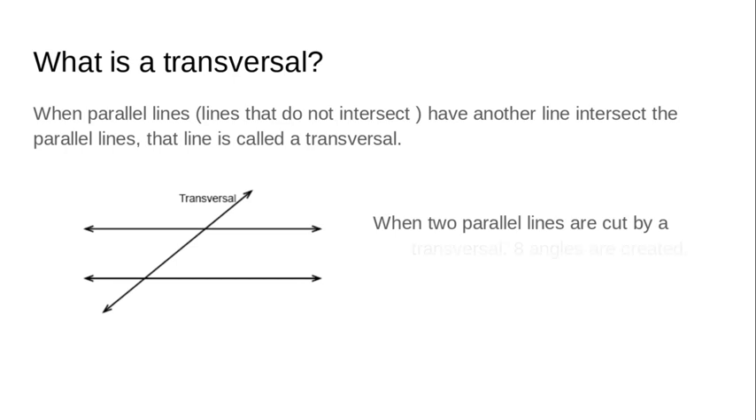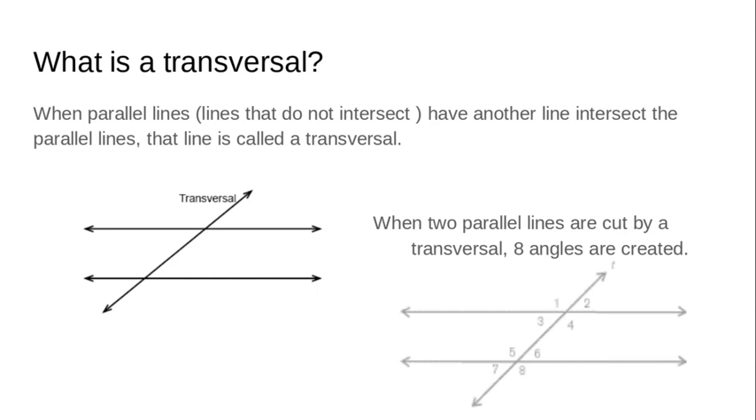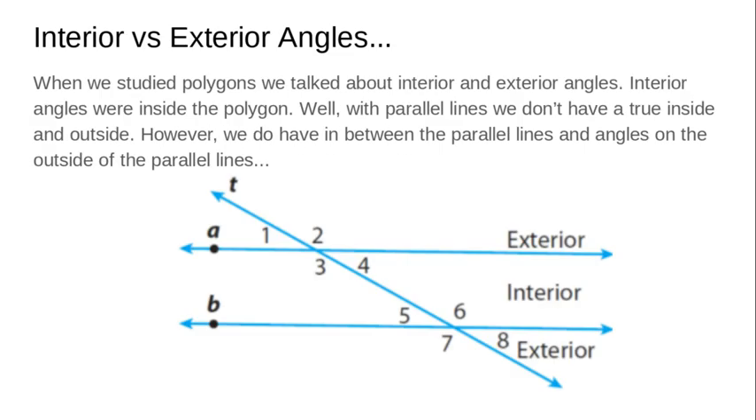When two parallel lines are cut by a transversal, 8 different angles are created. Here's a picture with some numbers in it so you can see those 8 different angles. And all 8 of those angles have a way that they are related to every other angle in that diagram. And that's what we're going to talk about today.